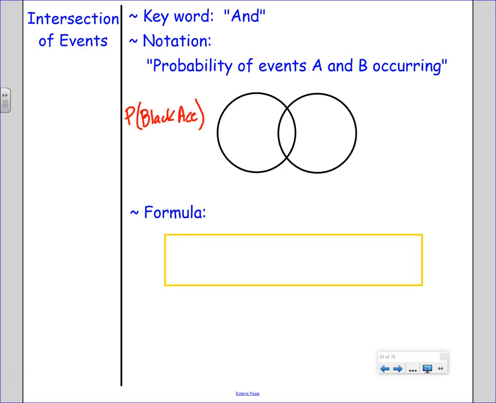Why is this an "and" if it's a black ace? It's one situation, you're picking one card. What's the probability of getting it to be black and an ace? You can think of all the black cards, right? How many black cards are there? 26 total. Think of all the aces, 4 total. But wait, if you take all the black and all the aces, you're not going to have 30 cards. You're going to have just 28 cards because how many non-ace black cards are there?